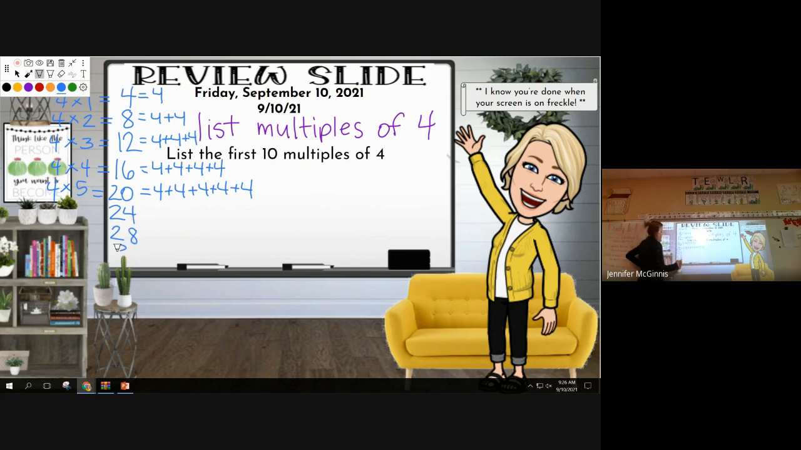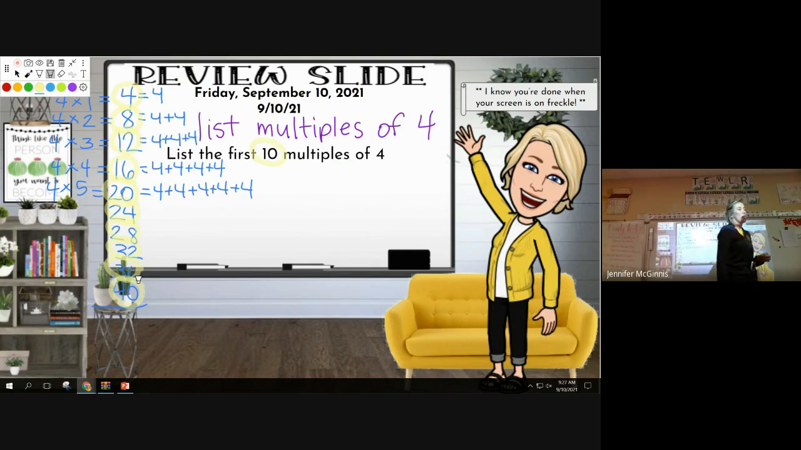28, 32, 36, 40. Do we stop or do we keep going? Stop. We stop because how many do they want? 10. 1, 2, 3, 4, 5, 6, 7, 8, 9, 10. We have successfully listed the first 10 multiples of 4.